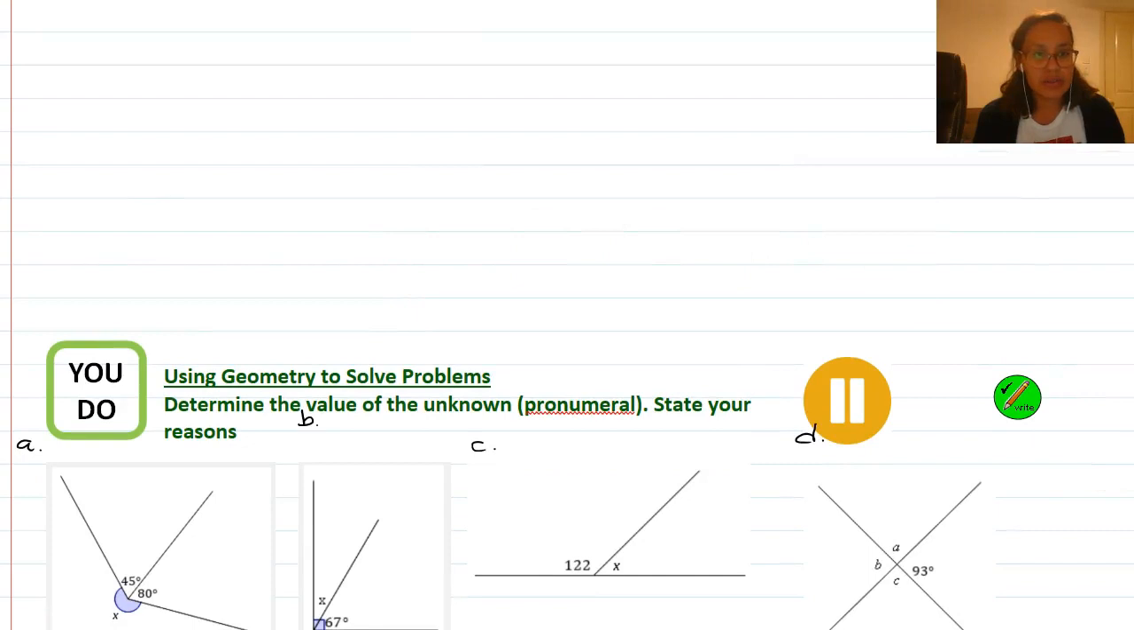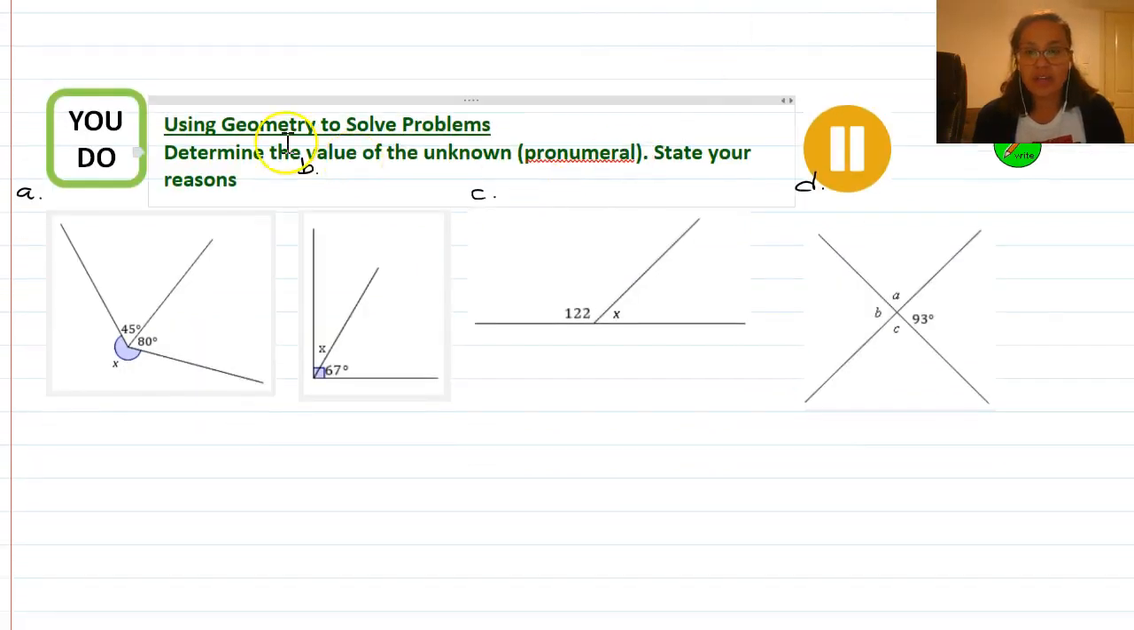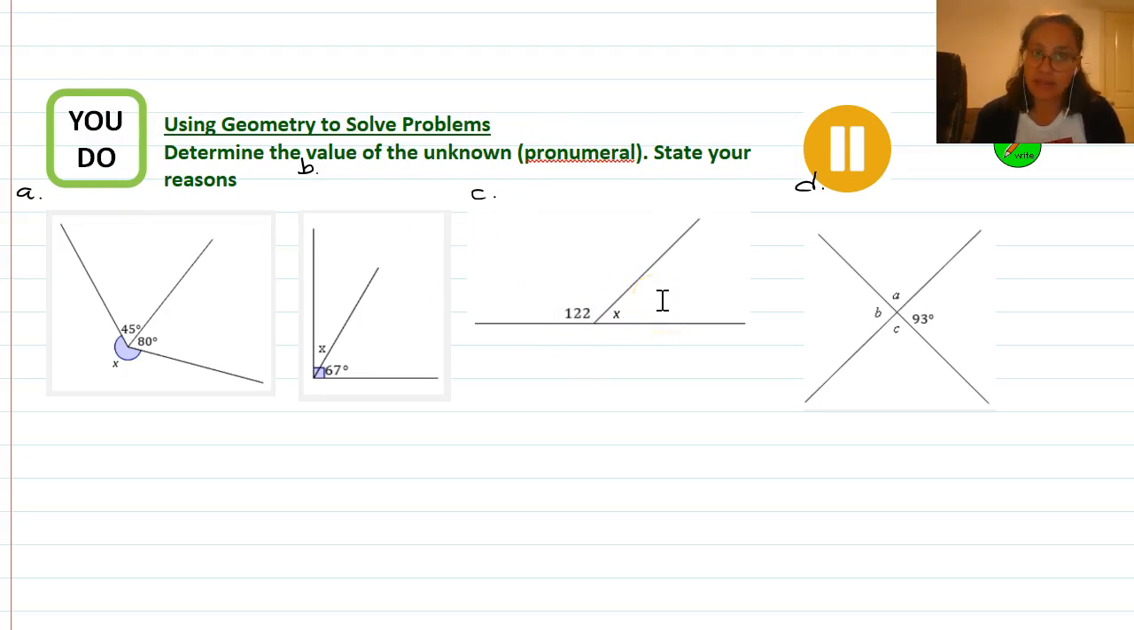So based on that, if you can have a go of these ones. Determine the value of your pronumeral. In this case here, we know that this is a straight line. Supplementary. How many degrees in a straight line? How would you calculate to find x? In this one here, angles on a point, 360, and so forth.